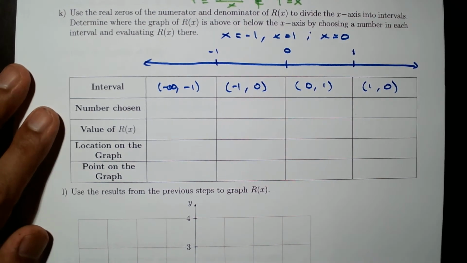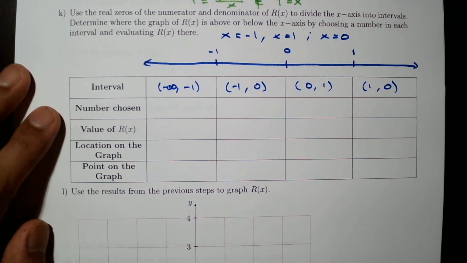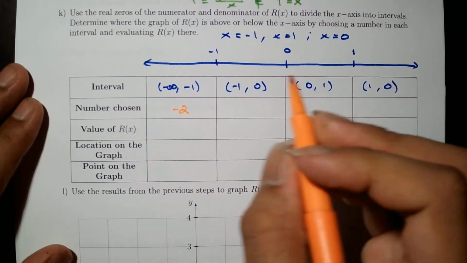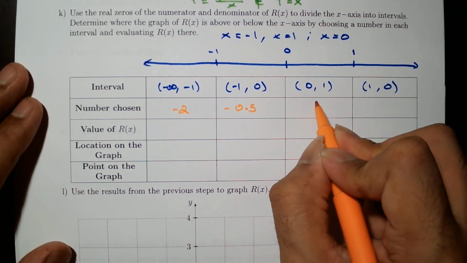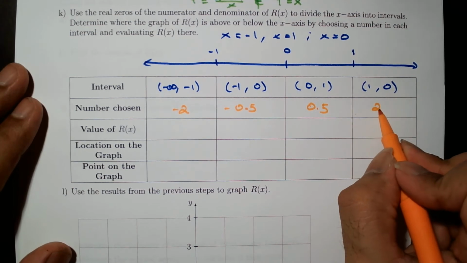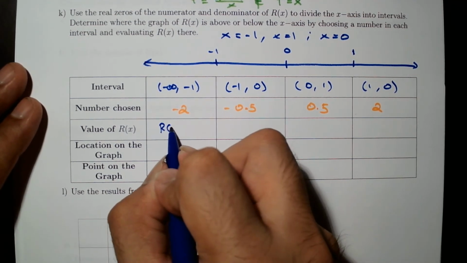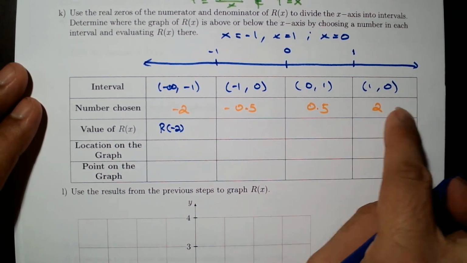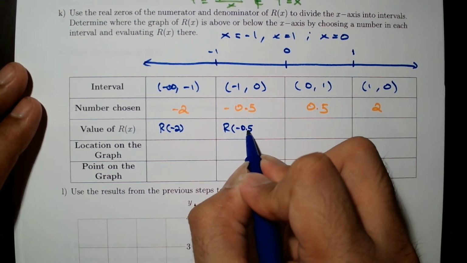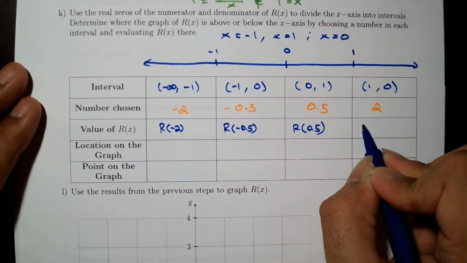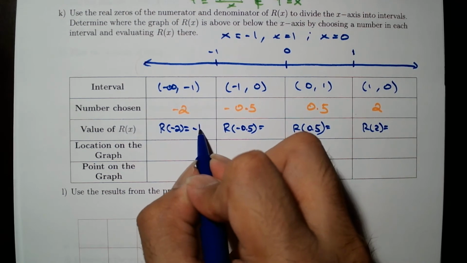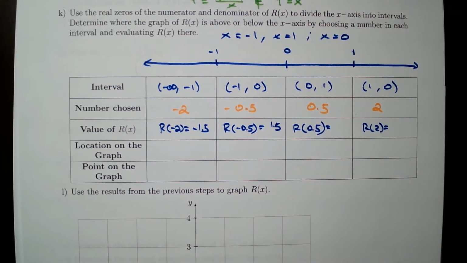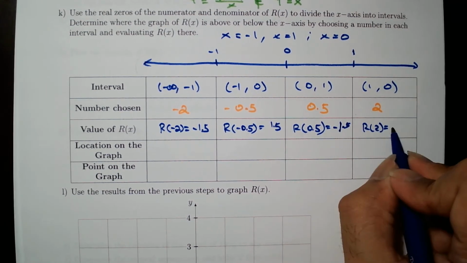I'm going to choose numbers that are within each interval. I'm going to choose negative 2 over here. Between negative 1 and 0, there's no integer in between, so I'm going to use negative 0.5. Same over here, but positive 0.5, and positive 2 over here. What do we have to do? Evaluate the original function at each of these 4 values of x that we chose. R of negative 2, R of negative 0.5, R of 0.5, and R of 2. To avoid wasting a lot of time doing these calculations, I had them for you. This is negative 1.5, this is 1.5, this is negative 1.5, and this is 1.5.